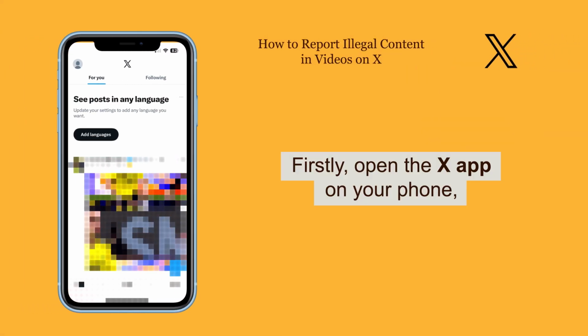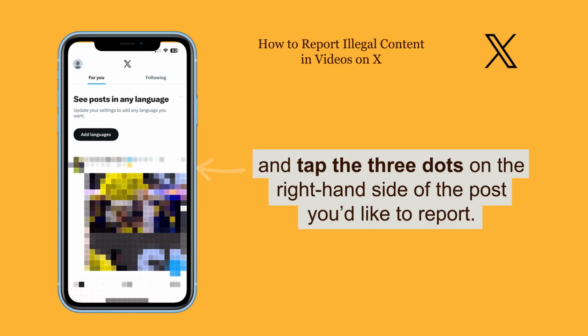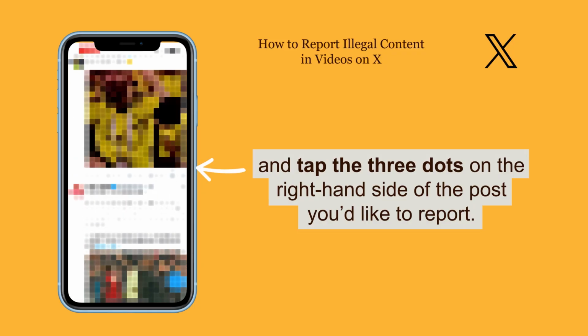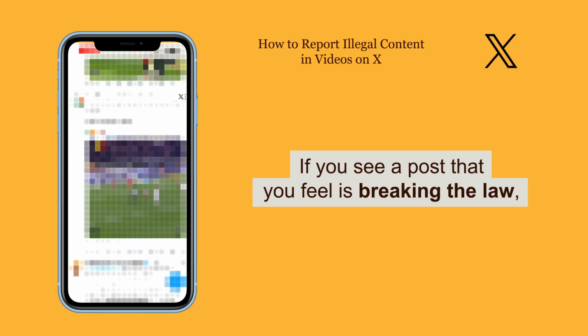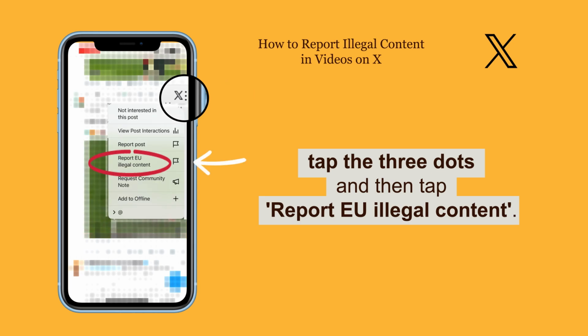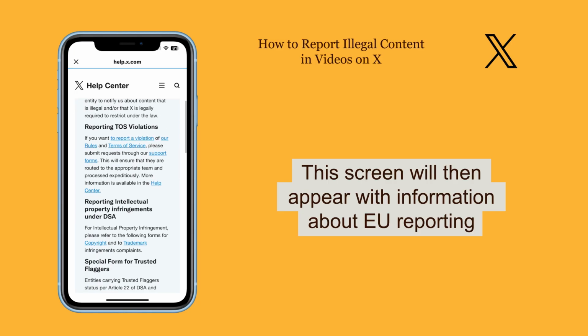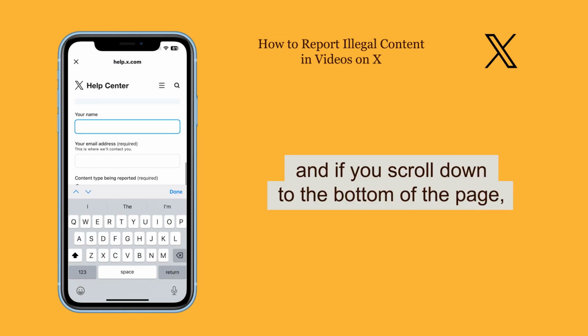Firstly, open the X app on your phone or via the browser and tap the three dots on the right hand side of the post you'd like to report. If you see a post that you feel is breaking the law, tap the three dots and then tap Report EU Illegal Content.